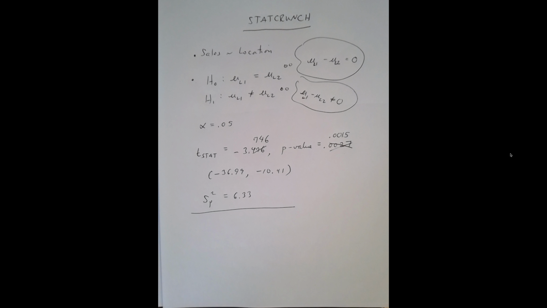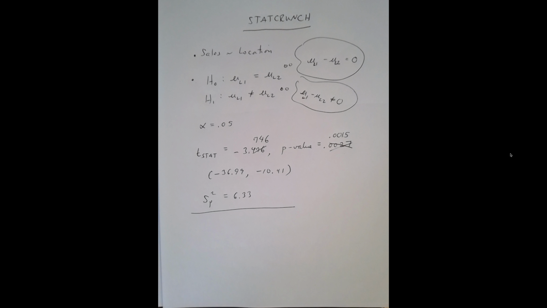I noticed that the test statistic was actually negative 3.746. I transposed the first two numbers and used negative 3.476 to calculate the incorrect p-value. So the p-value should actually be 0.0015. And guys, just so there are no confusions, let me show you how that would work out.